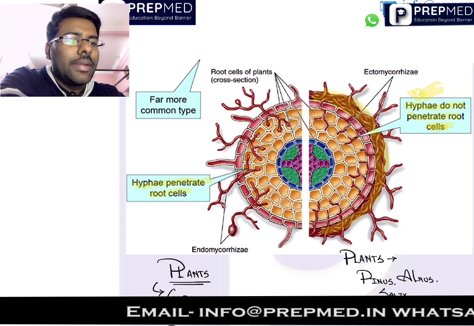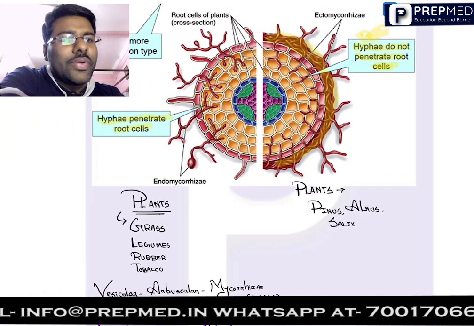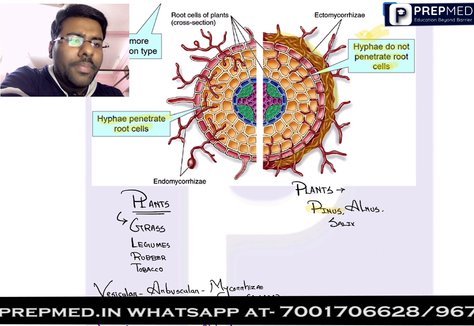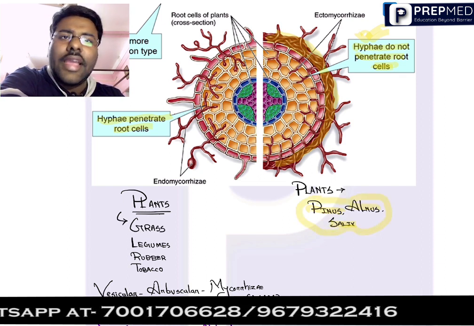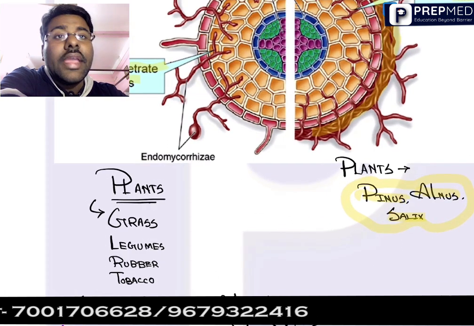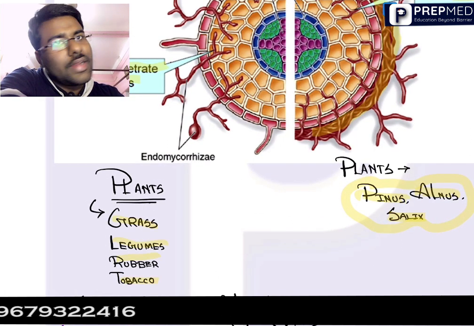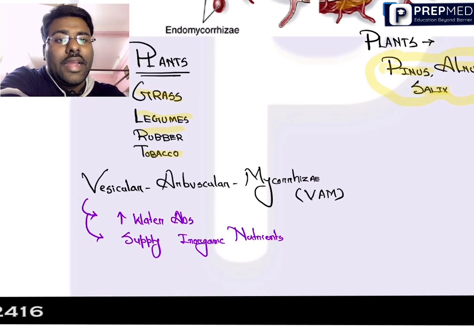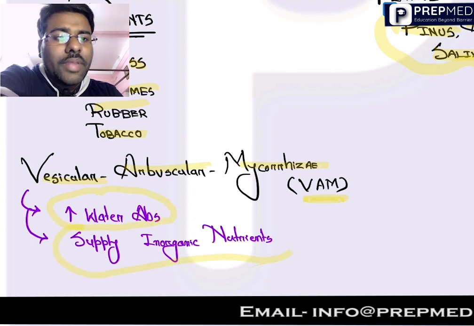Okay, coming to the plants. In case of ectomycorrhiza, the Pinus plant and Salix plant come in the association, and in case of the endomycorrhiza, grass, legumes, rubber and tobacco are the plants. And the most important thing is the VAM, vesicular arbuscular mycorrhiza, which increases water absorption and supplies inorganic nutrients.